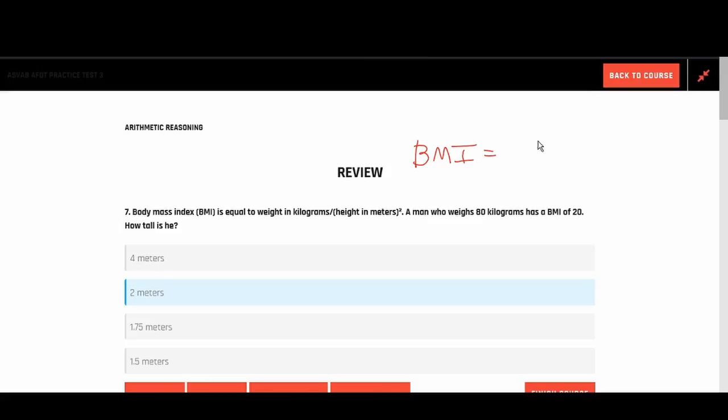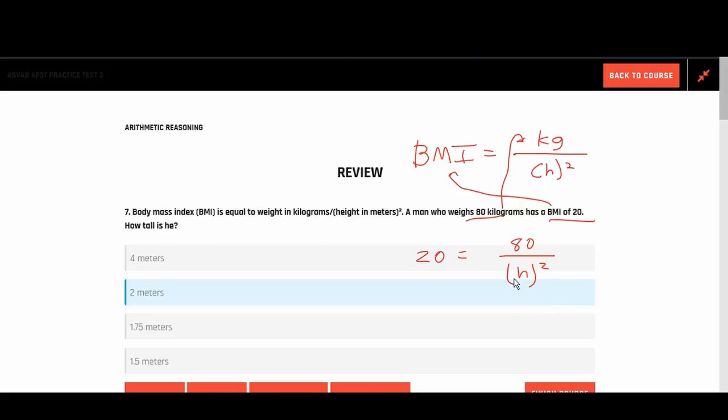equals weight in kilograms, so kg, over height in meters squared. I'm just going to call that h squared. Okay? And we're actually given a few pieces of this equation, namely the BMI, which we can plug in there, and the weight, 80 kilograms, which we can plug in there. So let's go ahead and do that. 20, again, that's the BMI. The weight's 80 kilograms, and we do not know the height. That's what we're being asked to find.